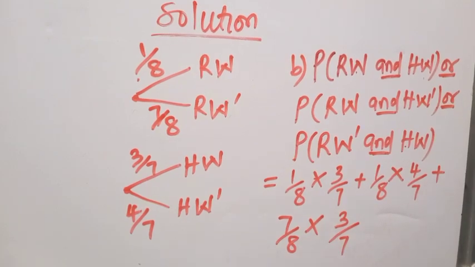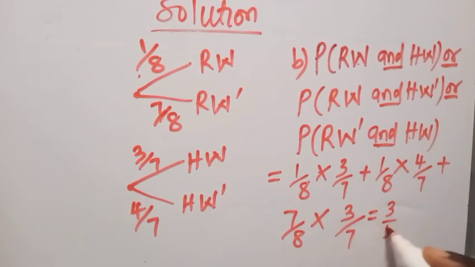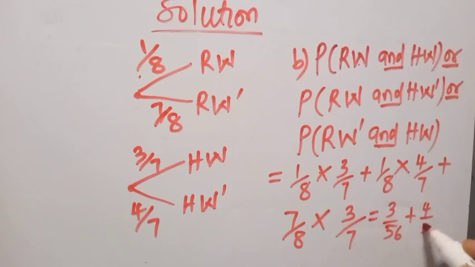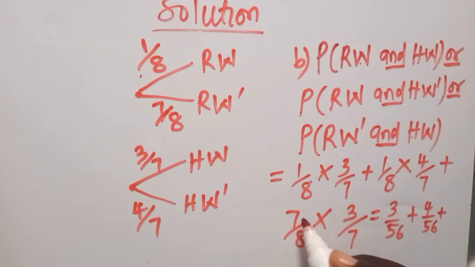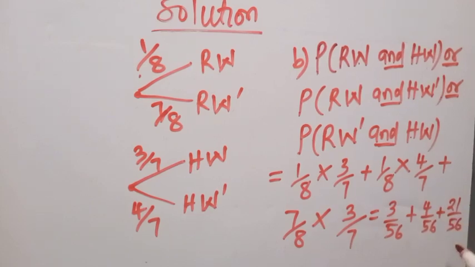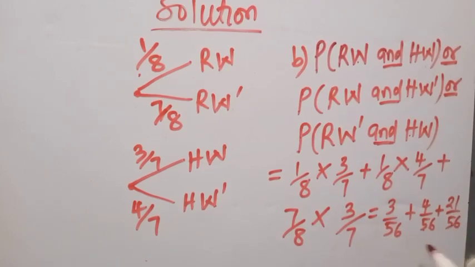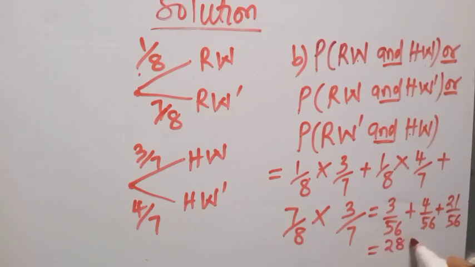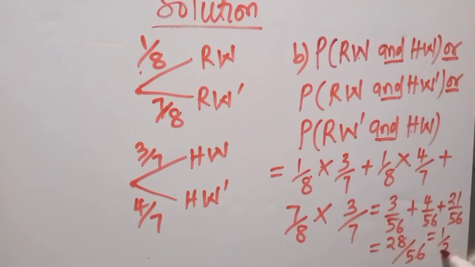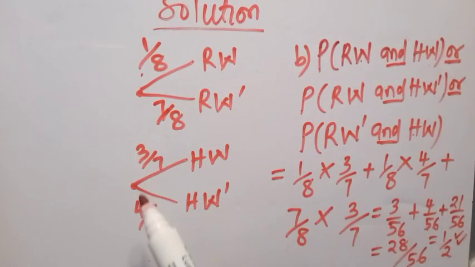3/7. Now, in this case, we shall have 1/8 times 3/7 is 3/56. Then plus 1/8 times 4/7 is 4/56. Then plus 7/8 times 3/7 is 21/56. And therefore, in this case, 3/56 plus 4/56 plus 21/56 is 28/56. And if we simplify further, then we shall have a half or 0.5, and that is the probability that at least one team won the first match.